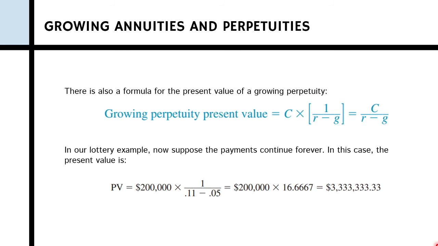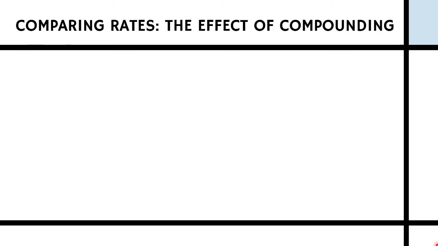But, as we will see in a later chapter, growing perpetuities play a key role in our analysis of stock prices. So moving on, comparing rates, the effect of compounding.